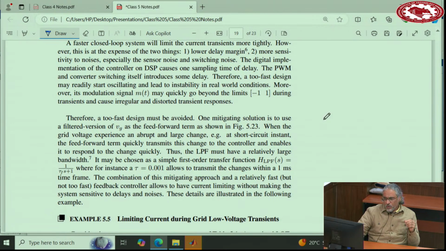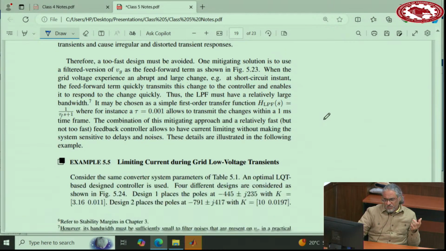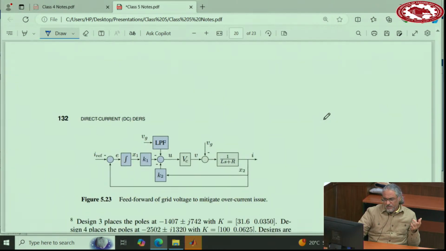Okay, so how to solve the current limiting really? In other words, the current limiting can become a big challenge if you have limitations with your switching frequency, with the delay margin, and those things. It can become a big problem in front of you. You try to limit the current, you increase the speed of the current loop, and then you will see the system becomes unstable because the delay that it can tolerate now is not sufficient.